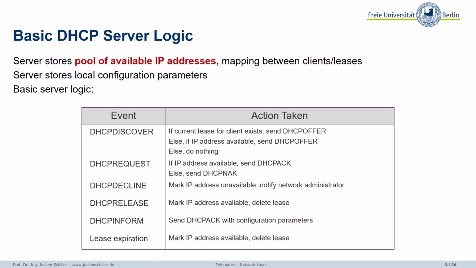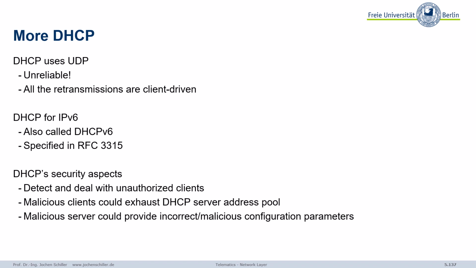A bit more about DHCP. DHCP also has quite some problems. Okay, it's unreliable. It's all client-driven, so the clients do this, and well, you don't know if it works, then you have to retry, etc. There's a DHCP for IP version 6, DHCP version 6. But all the DHCPs, they also have some security issues at least.